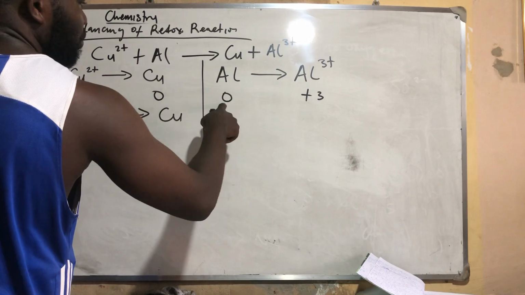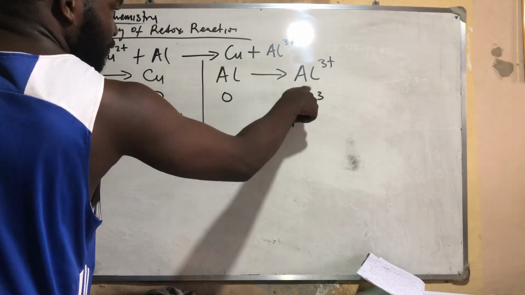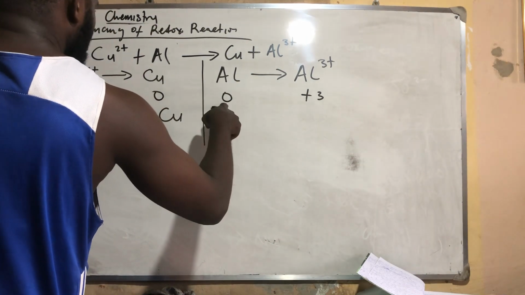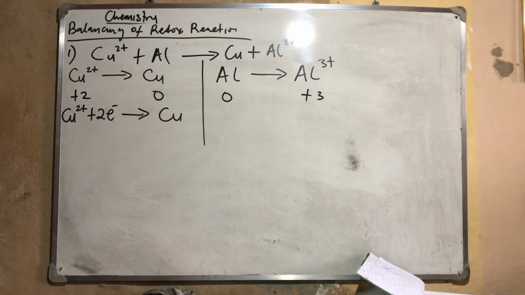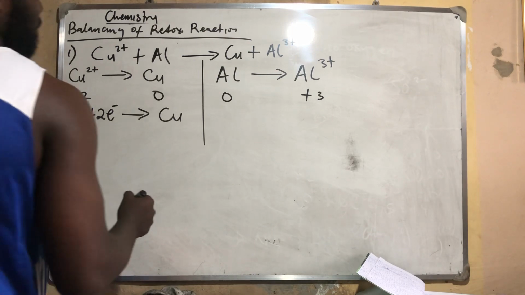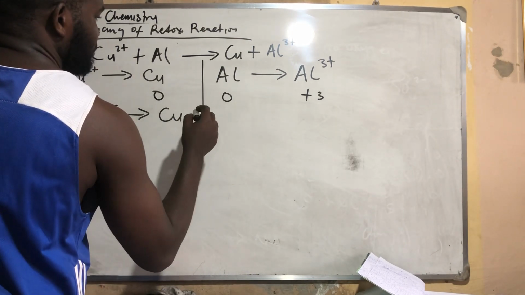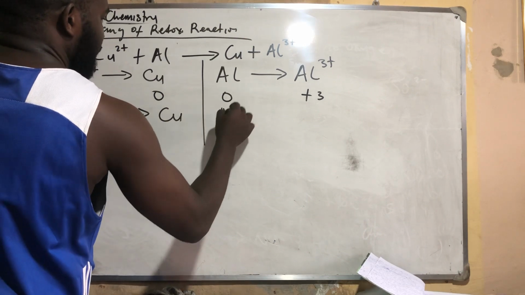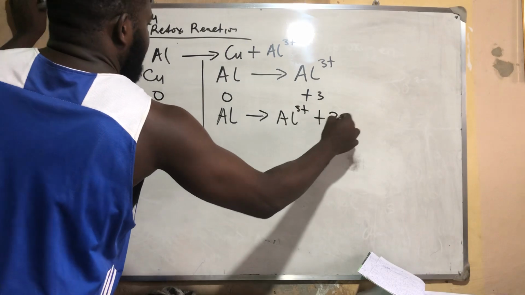We still add electron. This one is bigger than this one by 3, so you say this minus this. We are not adding because of the 3, but because when we subtracted, we saw that this is bigger than this by 3. So I will now have Al to give Al3+ plus 3 electrons.